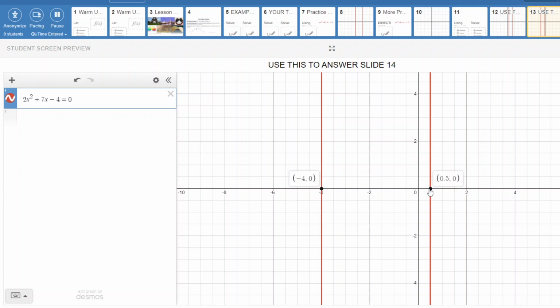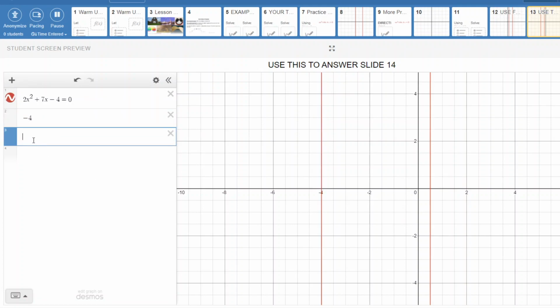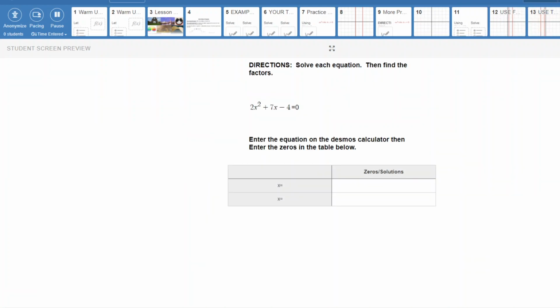So negative 4 and 0.5. Remember, if you get a decimal, if you click on the fraction button, it will actually change it for you. And we're not doing the opposites today because it doesn't say factor. So this is literally just the answer to this question. Negative 4 and positive 1/2. And it says write them in here, so we will go ahead and do that.